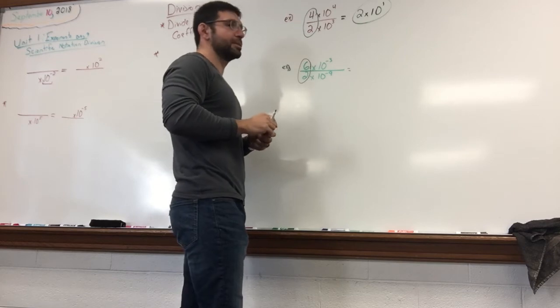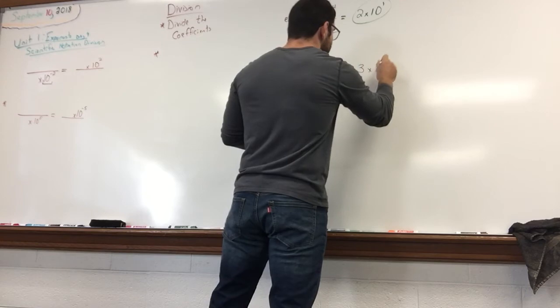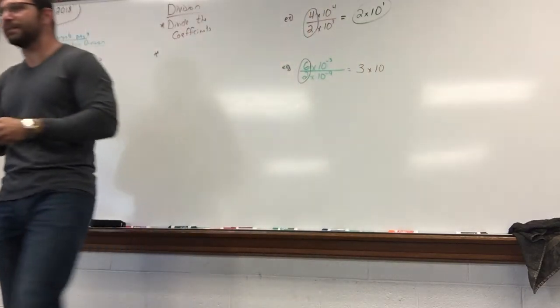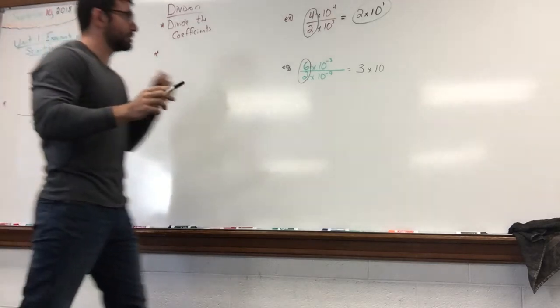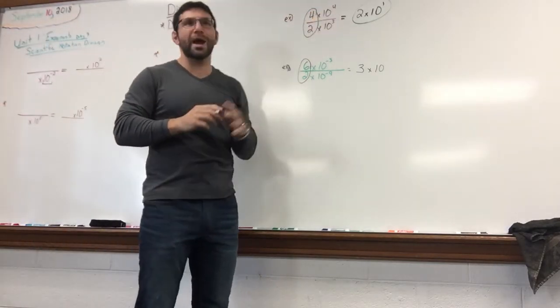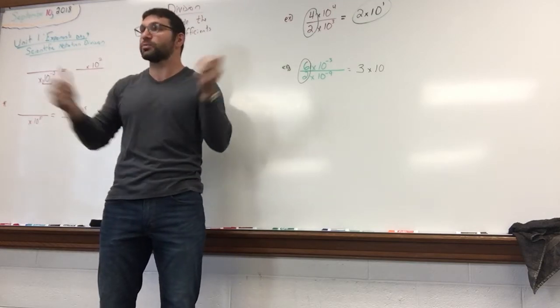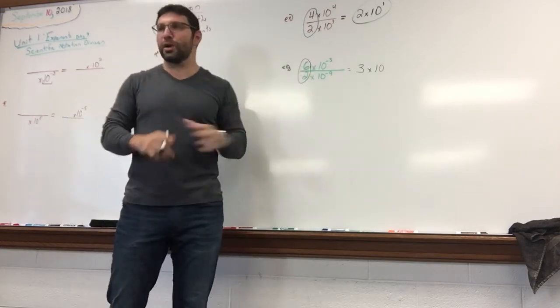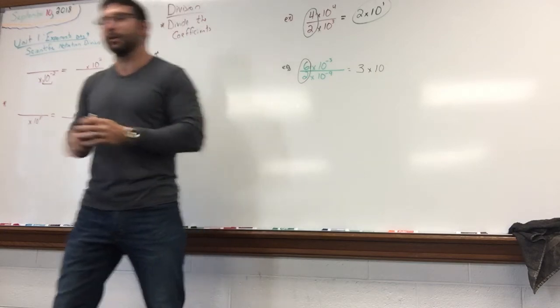How many times does 2 go into 6? 3 times. Times 10. We're going to always keep the base. Now, I think it was Megan who said, or maybe it was Isabella, we subtracted our exponents because it's division. That's what we've been doing. Can we subtract our exponents? Absolutely. Get your calculator.